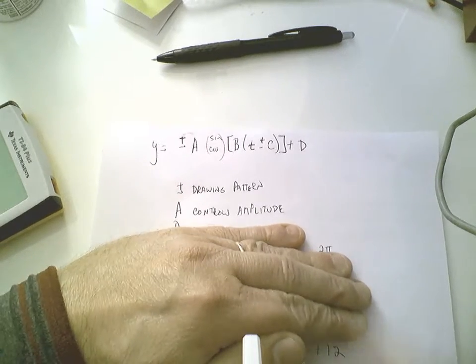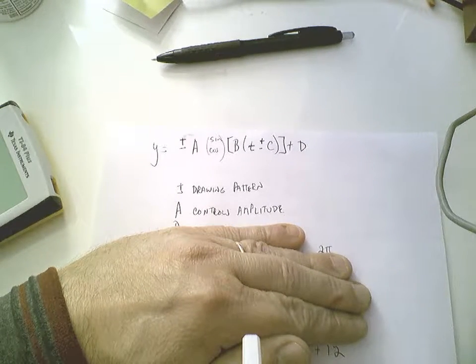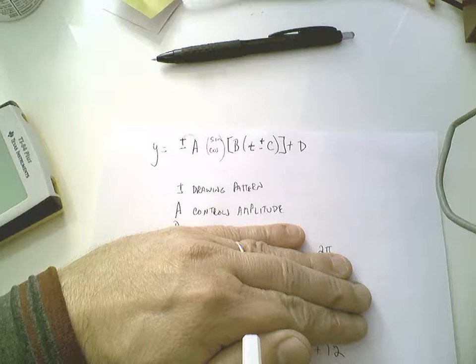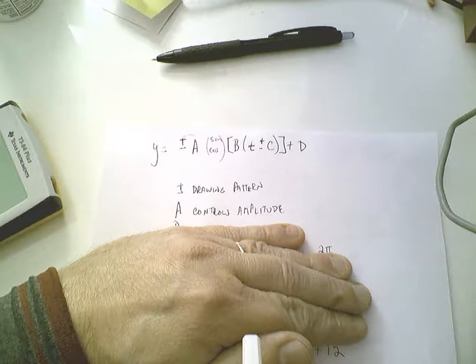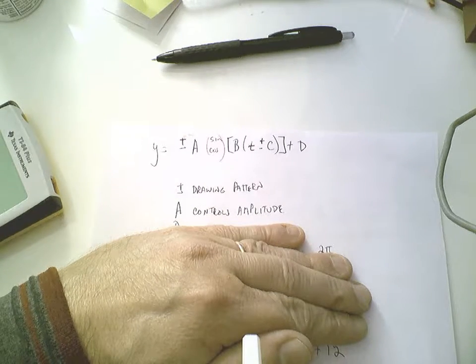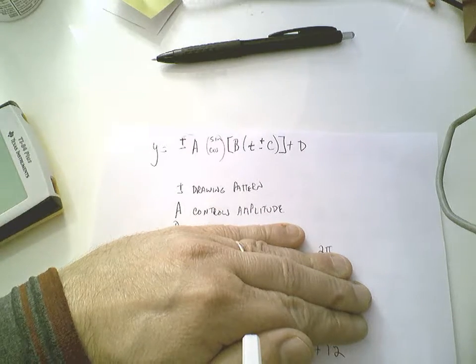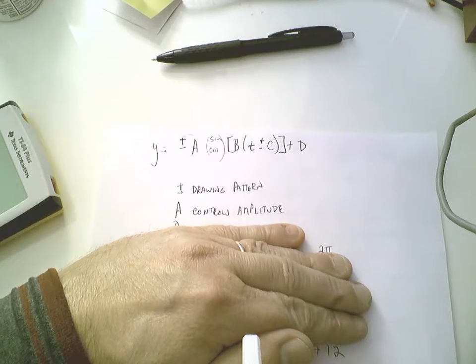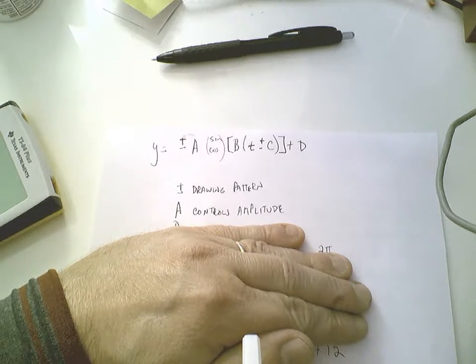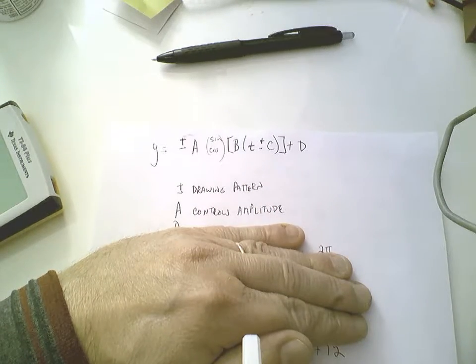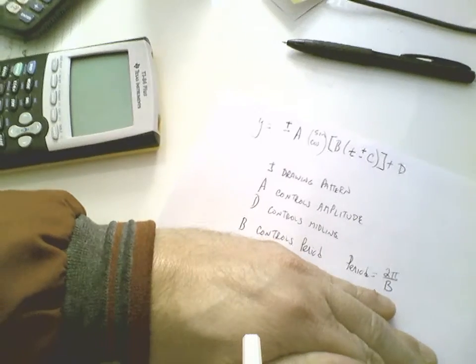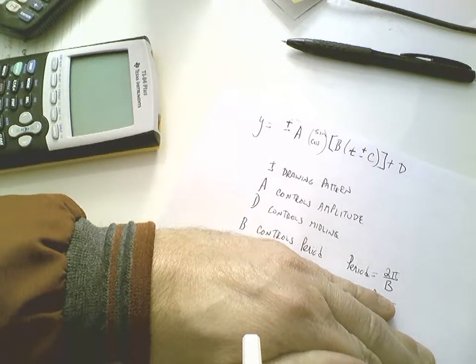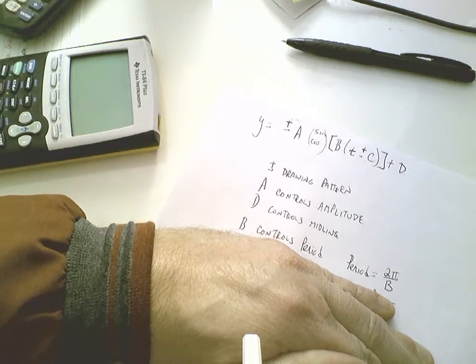Next, D, because I want to handle all the vertical pieces. D controls the midline. Where do I put the midline of my graph? And then what do you know? Midline plus amplitude equals max. Midline minus amplitude equals min. So we've got all the vertical pieces handled. The value of B is going to control your period for these two functions in the following way. 2 pi divided by B gives you your new period.